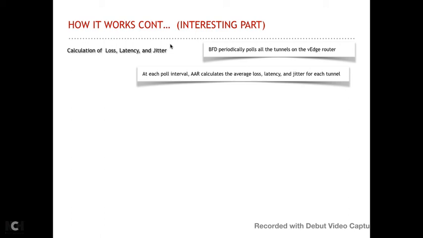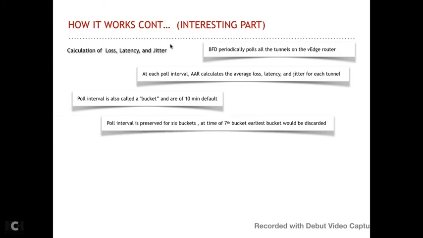So if I say 10 minutes, you can think about that BFD packet, which is sent every 1 second. For every 1 second, you are actually sending a BFD packet. So for 1 minute, you are having 60 packets. And what about the 10 minutes? 600 packets. So 600 packets are getting stored in a virtual bucket, which is called a poll interval. Understand? So after 10 minutes, you get one poll.